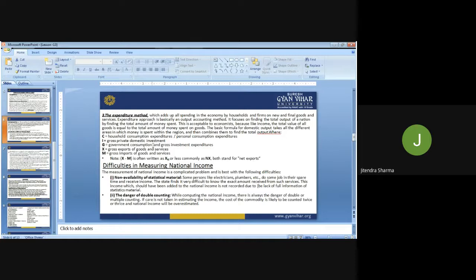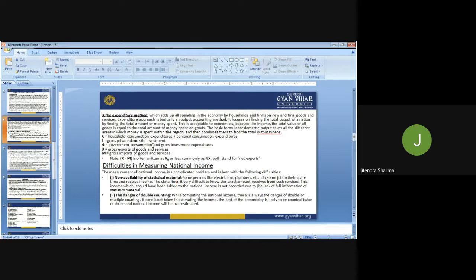This is acceptable to economics because the total value of all goods is equal to the total amount of money spent on goods. The basic concept of domestic output takes all the different areas in which money is spent in the region and then combines them to find the total output, where C is equal to household consumption expenditure, personal expenditure, etc. Then I, gross private domestic investment. Then G, government consumption and gross investment expenditure. Then X, gross export of goods and services. Then M, gross import of goods and services. Note that X minus M is often written as net exports. This is the formula through which we are assessing all the things, adding them, and finally we have the national income.